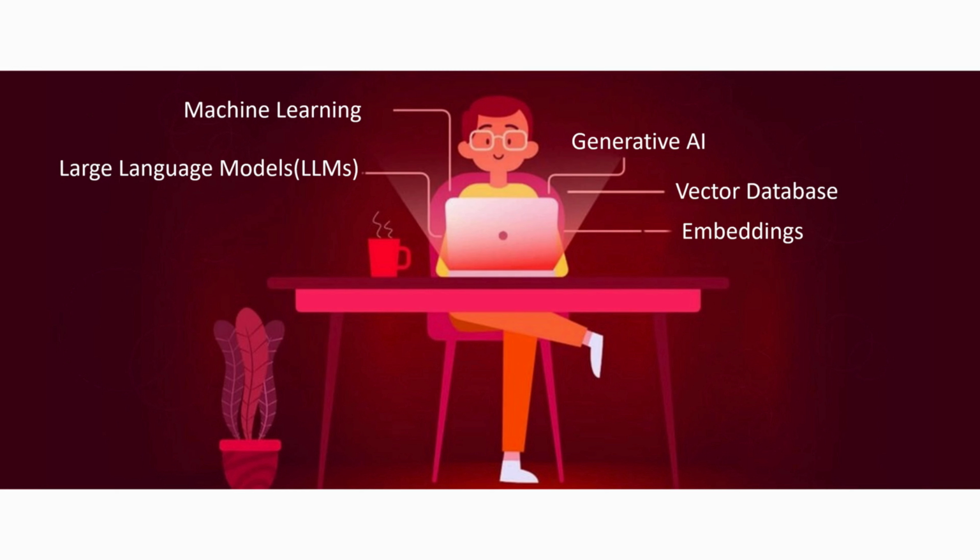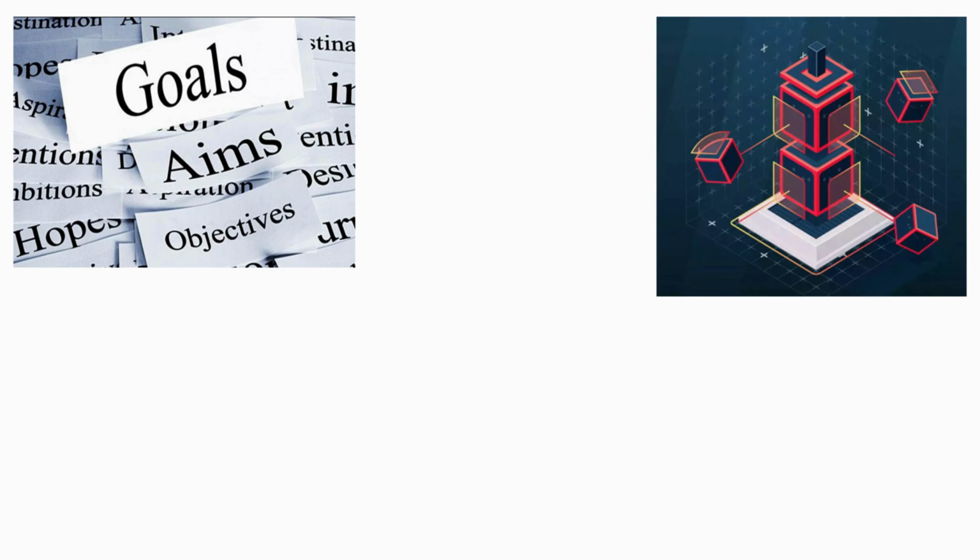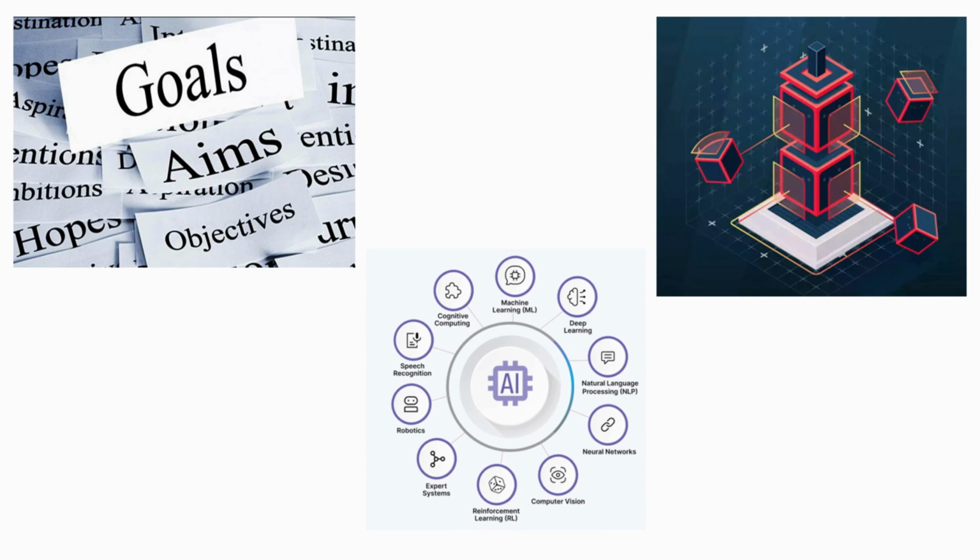Let's get started. Before we jump into coding, it's important to understand what we are building and how it works. This is true for any software project. Before writing code, you should have a clear understanding of the objective, the architecture, the components involved, and the overall workflow. Once that is clear, coding becomes much easier.